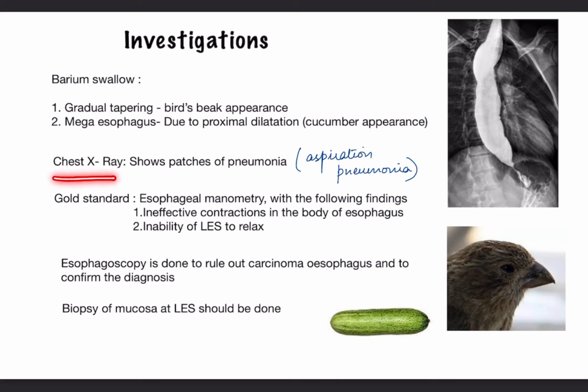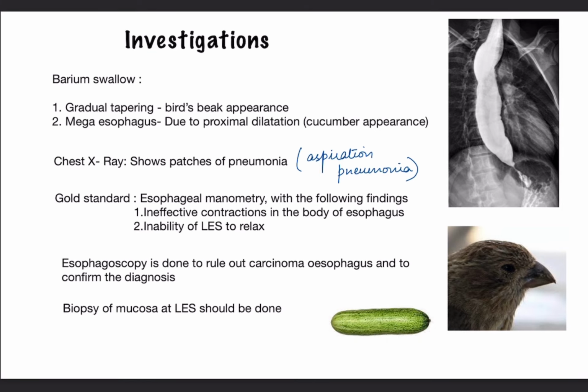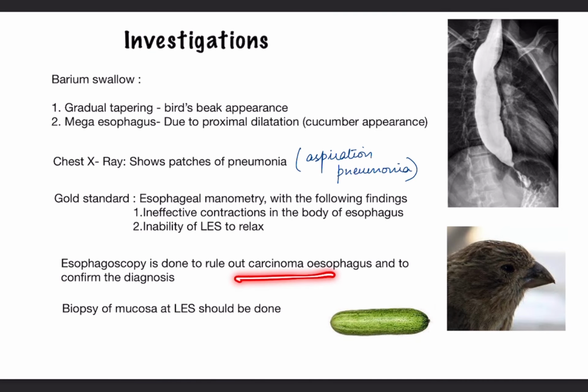In chest x-ray, we see patches of pneumonia due to aspiration pneumonia. What is the gold standard? It is esophageal manometry, and the following findings are there in it: ineffective contractions in the body of the esophagus and inability of the LES to relax. Also, esophagoscopy is done to rule out carcinoma of the esophagus and to confirm the diagnosis. We can also do biopsy of the mucosa at the LES.